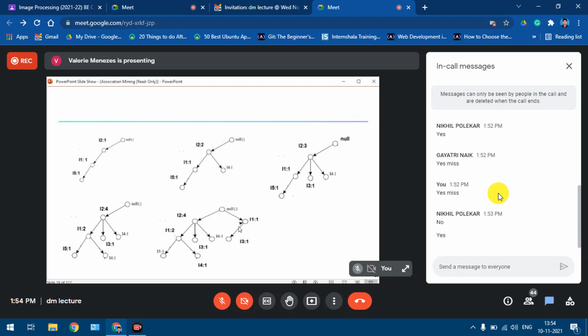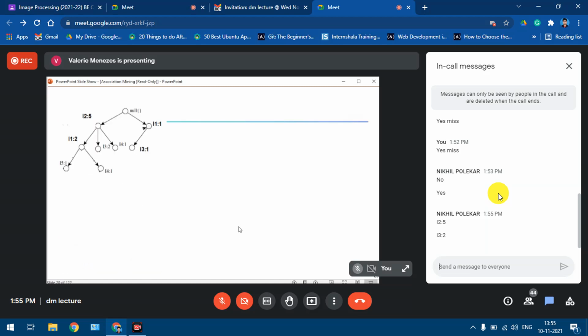So what will be the count of I2 and I3? So that is shown over here. Okay. I2 is 5 and I3 is 2.